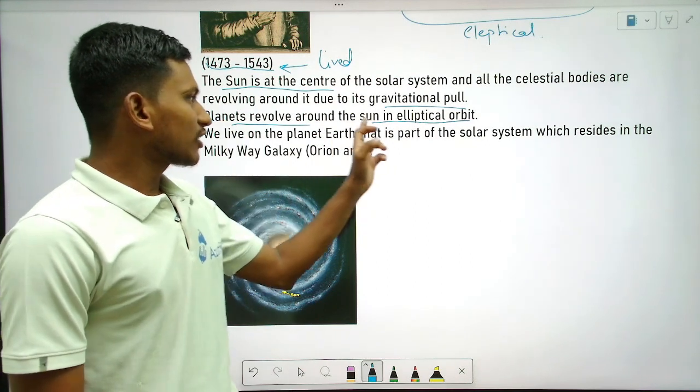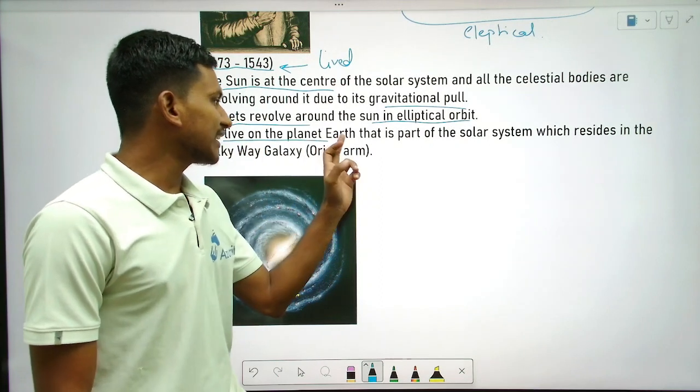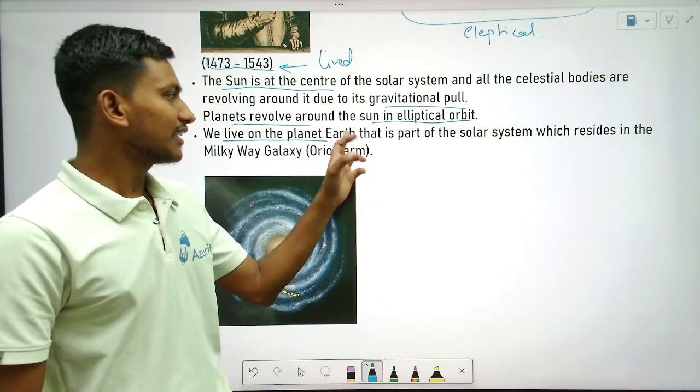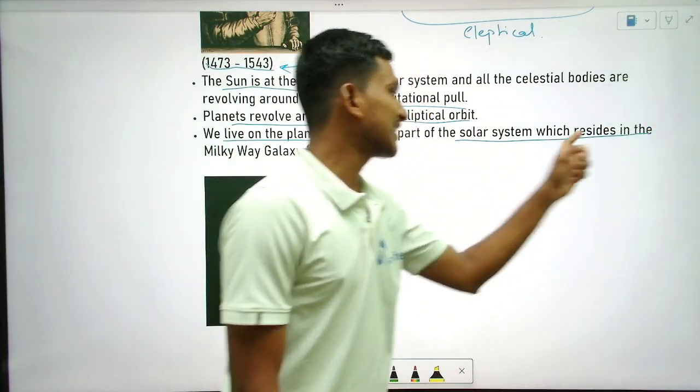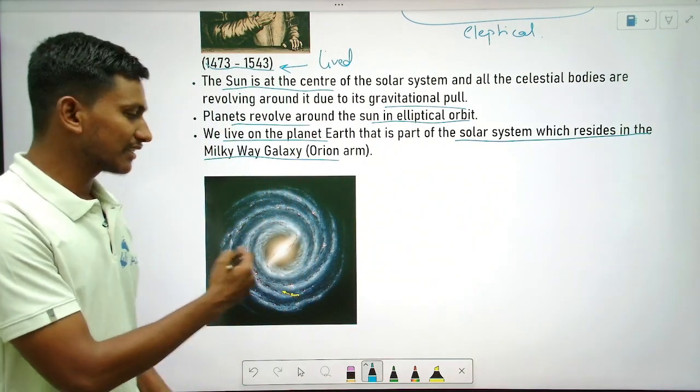So planets revolve around the sun in elliptical orbits. We have seen that. Next, we live on the planet Earth, right? We are on the planet Earth, which is part of the solar system, which resides in the Milky Way galaxy, right? So this is the Milky Way galaxy, isn't it?